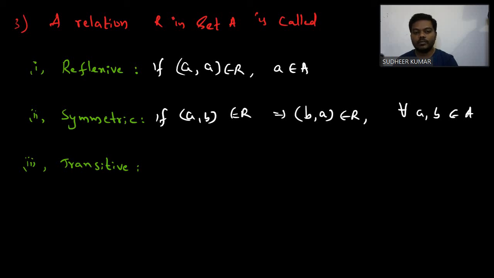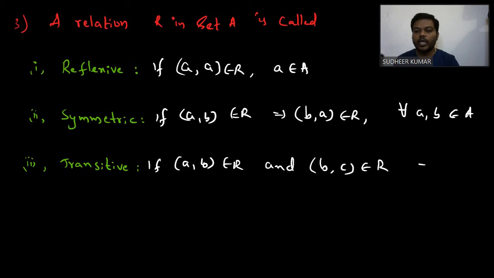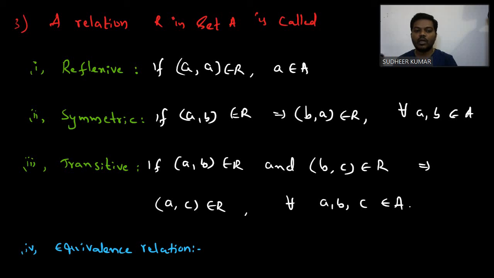The third one is transitive. If a is related to b and b is related to c implies a is related to c, for all a, b, c belongs to A, set A. The next one is the equivalence relation. A relation is said to be an equivalence relation if it is reflexive, symmetric, and transitive.